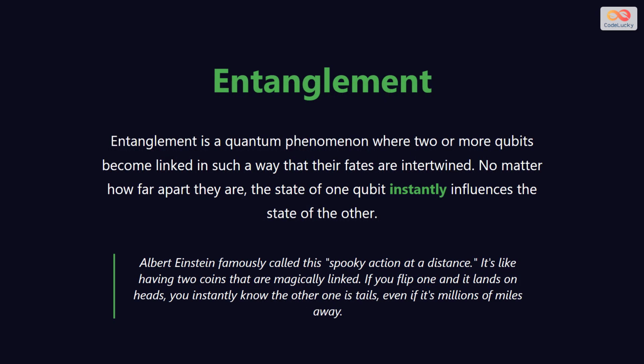Now, things get even stranger with a property called entanglement. When two qubits are entangled, they become linked in a deep and mysterious way. If you measure one and find it's a 0, you instantly know the other is a 1, and vice versa. This connection holds true no matter how far apart they are, a phenomenon that puzzled even Einstein, who called it spooky action at a distance.